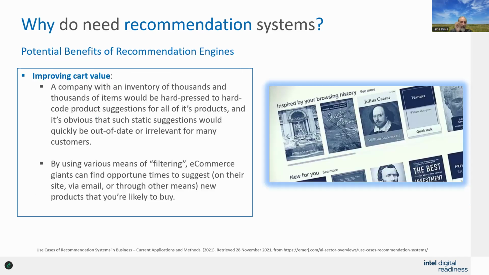All right. So that's kind of their thing. Another kind of interesting thing. It says improving cart value. It says a company with thousands and thousands of products would be hard pressed to hard code product suggestions for all of its products. So in other words, if I go to a place and I buy, I don't know, a pair of headphones, they might sell me an accessory for the headphones, and they would hard code that into the listing, right?